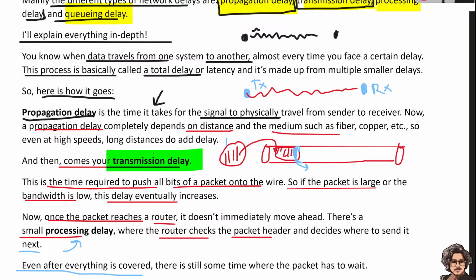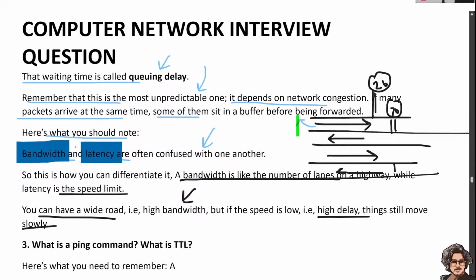When we talk about transmission delay, it is how much time is taken to push all the bits into the wire. So if a packet is large or the bandwidth is low, the delay eventually increases. Once the packet reaches the router, it does not immediately move ahead. We have to wait for processing: check the header, and then send it ahead. That is the processing delay, and some packets have to wait in the queuing delay.